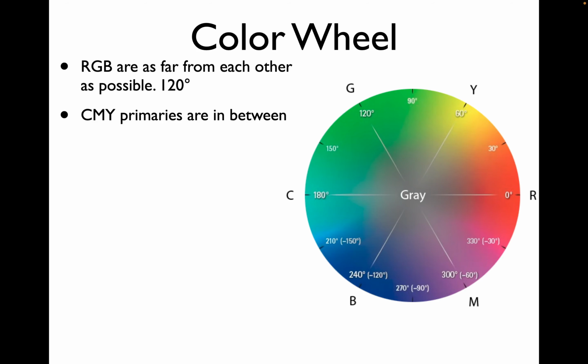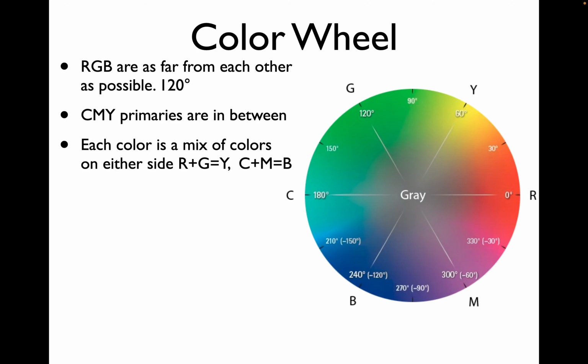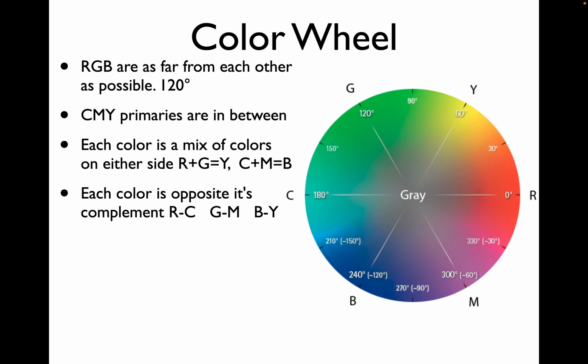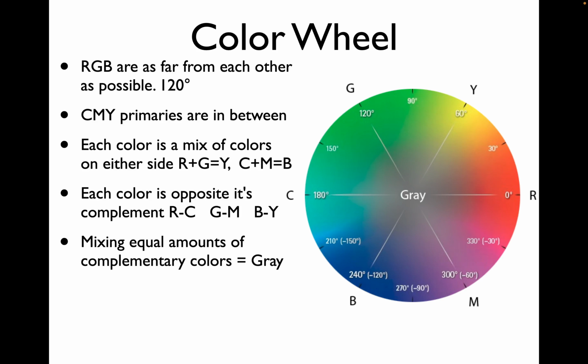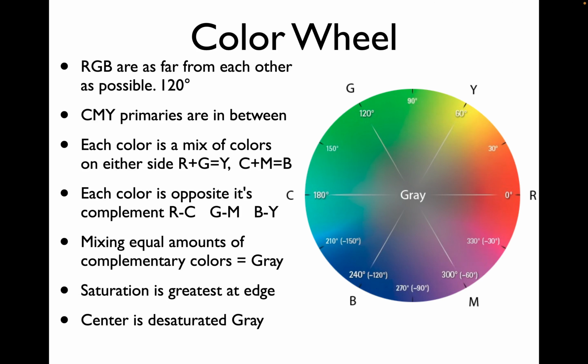All of this comes into play for us, though. It helps if you realize this. So, CMYs are in between. Each color is a mix of RGB. Each color is opposite. Yep, we've got all that. Mixing equal amounts of this equals gray. Saturation is greatest at the edges, and the center is a desaturated gray.